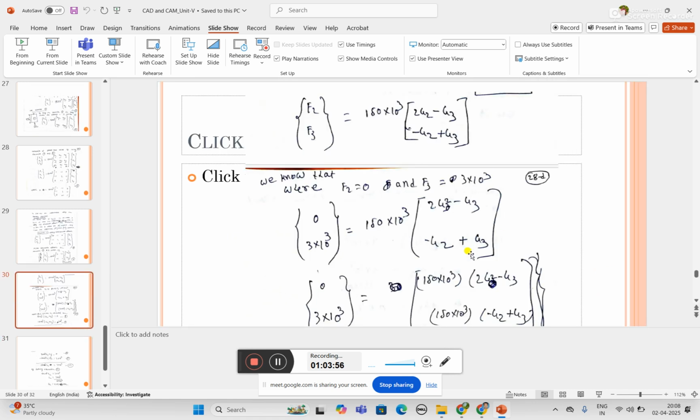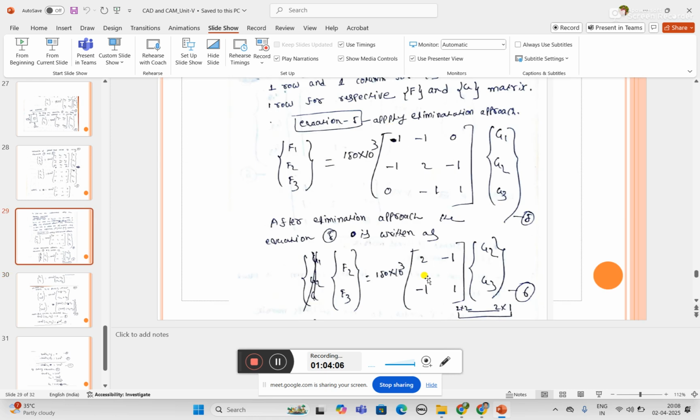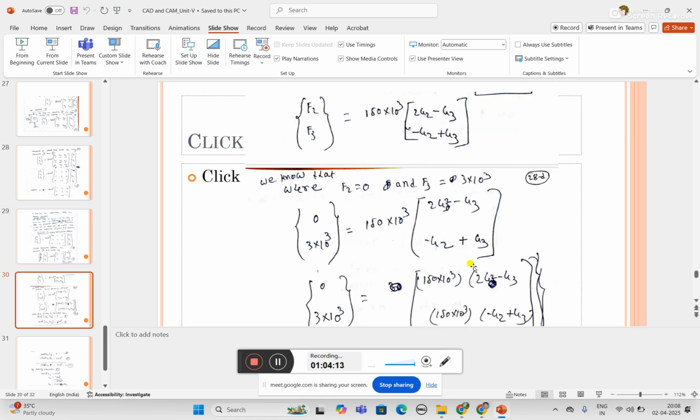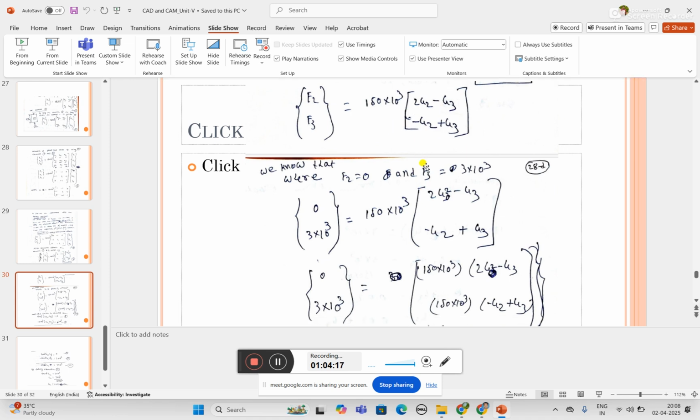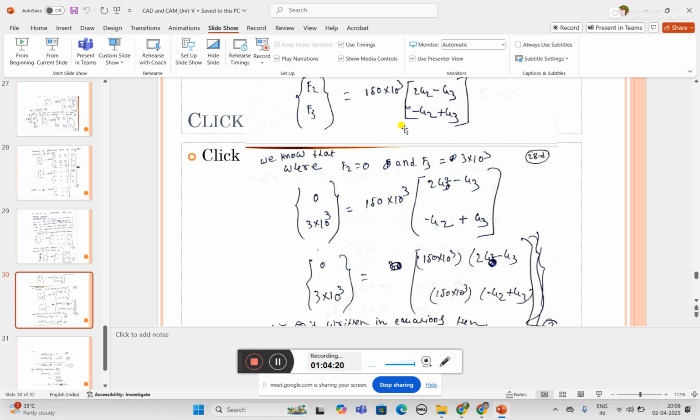ఓకే, ఇదనమాట ఎలిమినేషన్ అప్రోచ్ ఉపయోగించిన తర్వాత వచ్చిన ఈక్వేషన్: F2 F3 is equal to 150. ఇక్కడ మనం ఈ మ్యాట్రిక్స్ 2 -1, -1 1ని U2 U3తో మల్టిప్లై చేసిన తర్వాత ఇట్లా రాసుకుంటాం. రాసుకున్న తర్వాత ఇప్పుడు మనకి ఈ పైన ఈక్వేషన్లో 150 × 10 పవర్ 3 (2U2 - U3, -U2 + U3) ఈక్వేషన్ ఉంది కదా, దీంట్లో మనం ఫోర్స్ వాల్యూస్ సబ్స్టిట్యూట్ చేస్తాం.